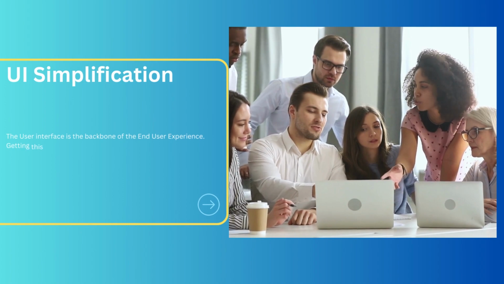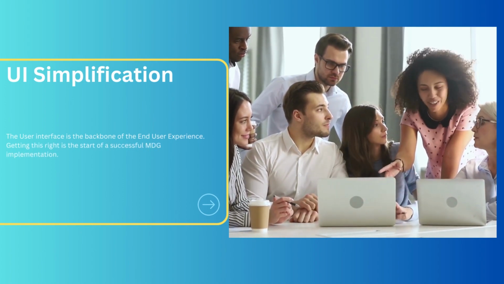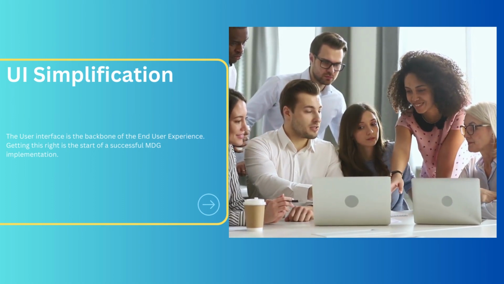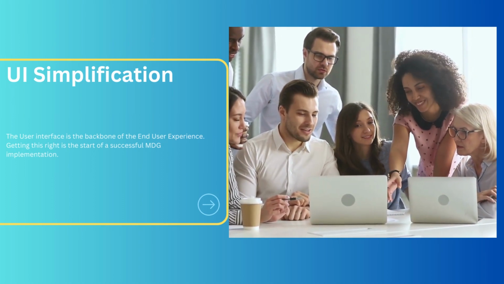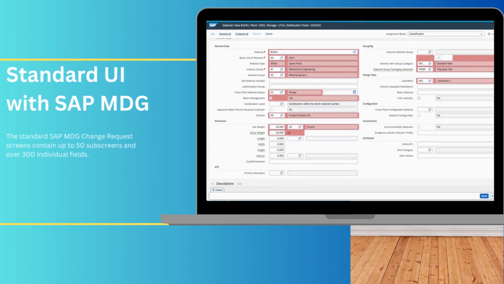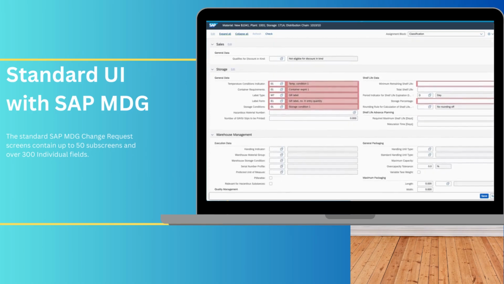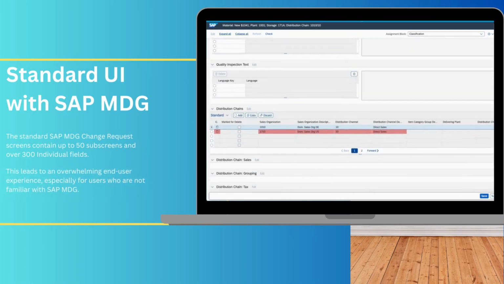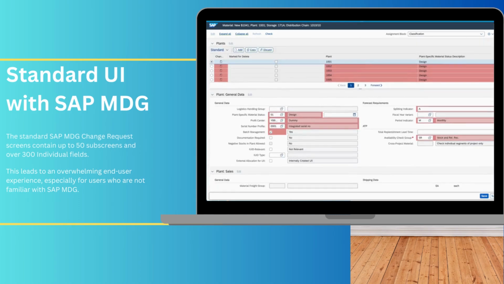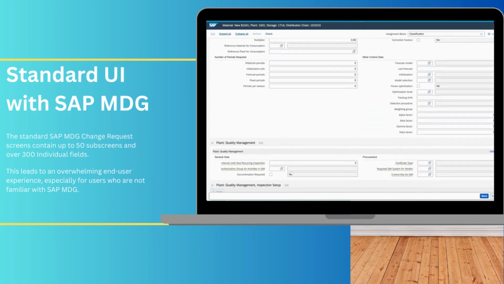The user interface is the backbone of the end-user experience. Getting this right is the start to ensuring user acceptance and a successful MDG implementation. The standard SAP MDG change request screens contain up to 50 subscreens and over 300 individual fields. This leads to an overwhelming end-user experience, especially for users who are not familiar with SAP MDG.